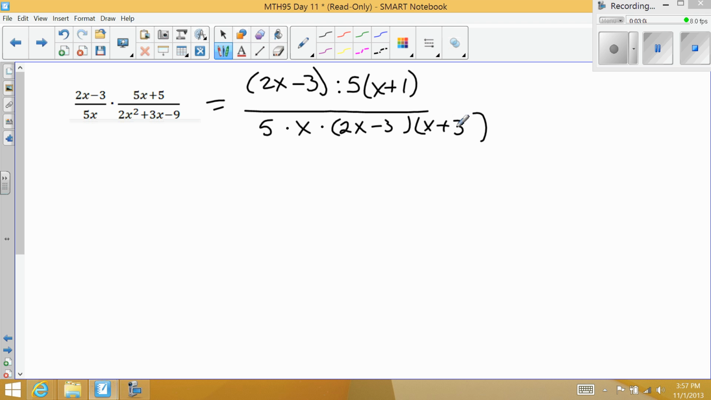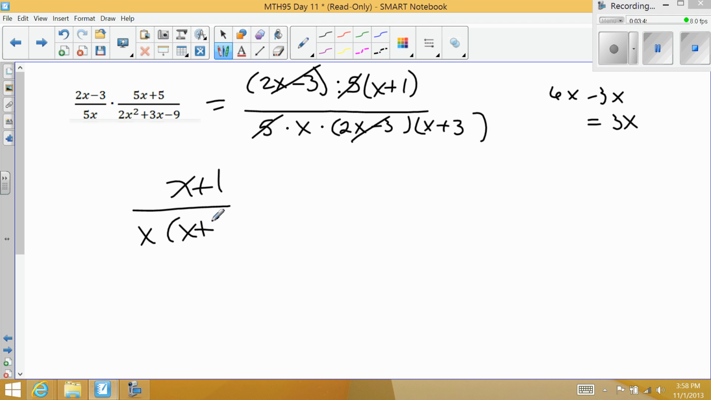If this is a subtract 3, this would need to be a plus 3 in order for these to multiply to equal the negative 9. And then let's see, 2x times x is 2x squared. 2x times 3 is 6x. Let's write that on the side. Negative 3 times x is negative 3x. And then, of course, the negative 3 times 3 gives me the negative 9. These do combine for 3x, which is what I was hoping to find as my middle term, so I do have it factored. So looking at my numerator and denominator, 2x subtract 3 is common, and 5 is common. That leaves me with x plus 1 and x times x plus 3.